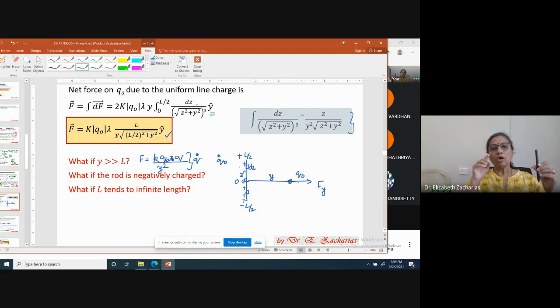Okay, next question. What if my rod is negatively charged? What will change if my rod is negatively charged?